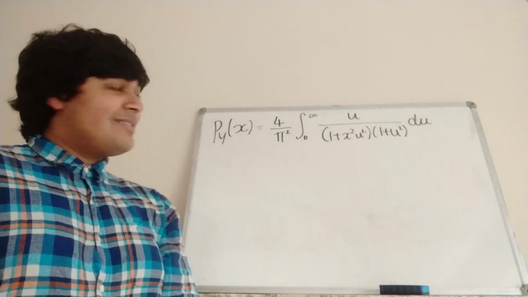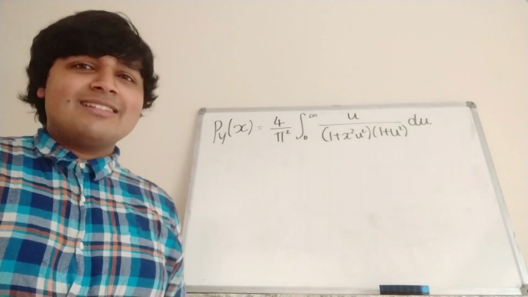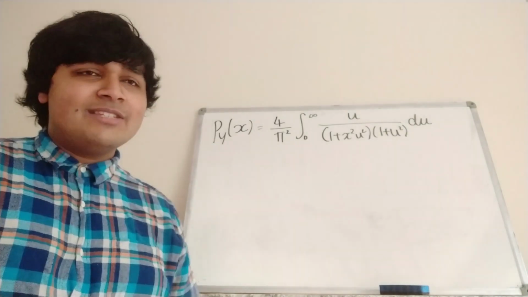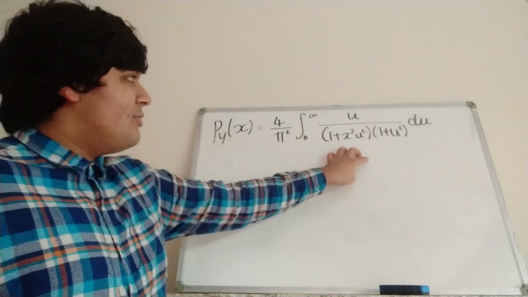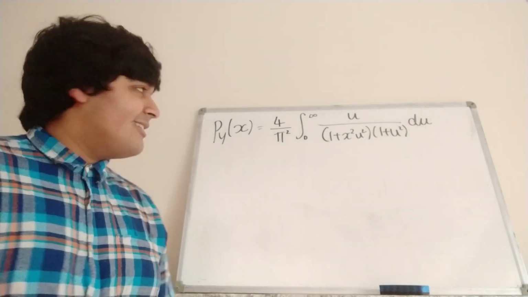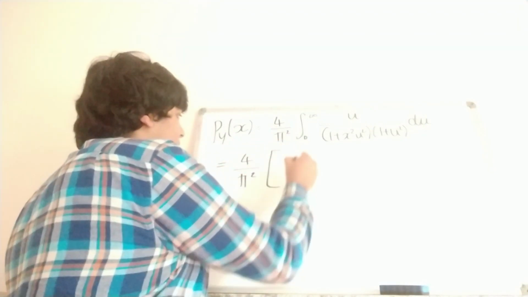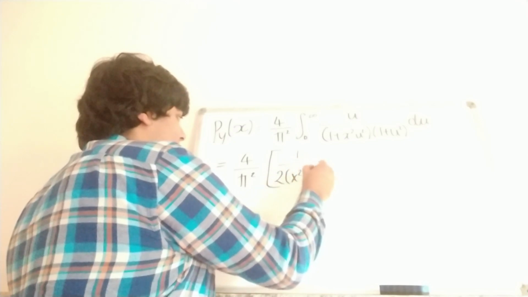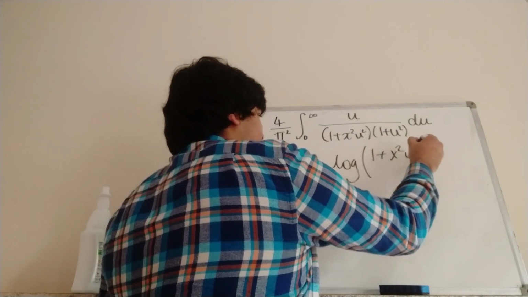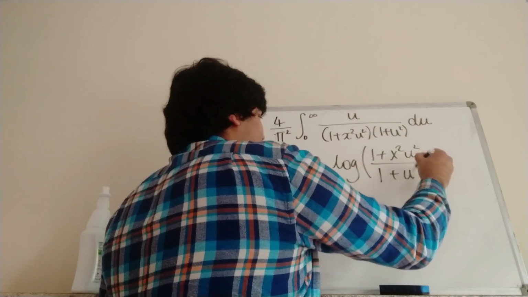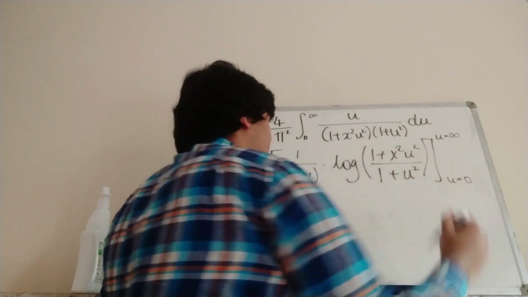Okay, so what I want to do now is evaluate this integral here, but this is kind of a boring, laborious integral. You just do it by parts. There's nothing too interesting there. So I'm just going to write down the antiderivative, and if you don't believe me, you can just check that my antiderivative is true just by differentiating it with respect to u and making sure you get this guy here. So I claim that this thing here is equal to 4 over pi squared times 1 over 2 times (x squared minus 1) times log of (1 plus x squared u squared) divided by (1 plus u squared), evaluated from u equals 0 to u equals infinity.